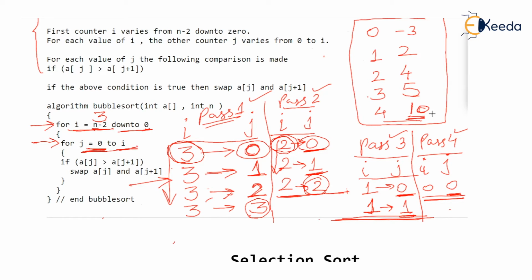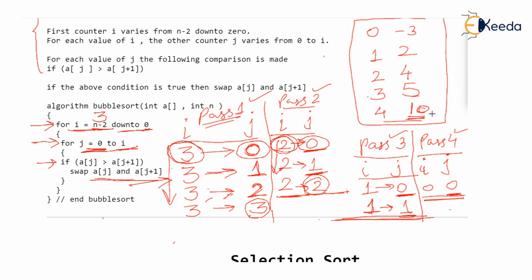Correct? And what do you do with J? You just ask if A[J] is greater than A[J+1], then we swap A[J] and A[J+1]. I have not written that swap as 3 lines: T is equal to A[J], A[J] is equal to A[J+1], and A[J+1] is equal to T. This is an algorithm, and it is expected that the reader of the algorithm knows how to swap A[J] and A[J+1]. So this is how the bubble sort algorithm can be seen.